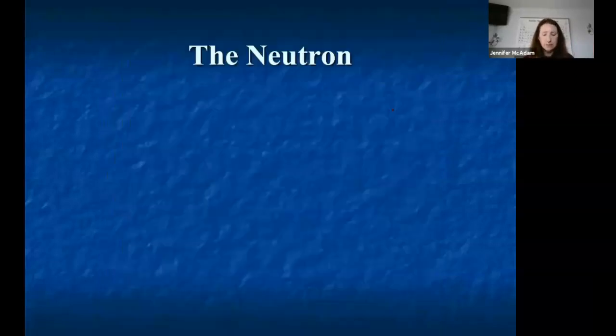Okay, so JJ figured out our electrons, figured out there were protons. Rutherford figured out that there was a nucleus, and that was the gold foil experiment. Then there was the neutron.